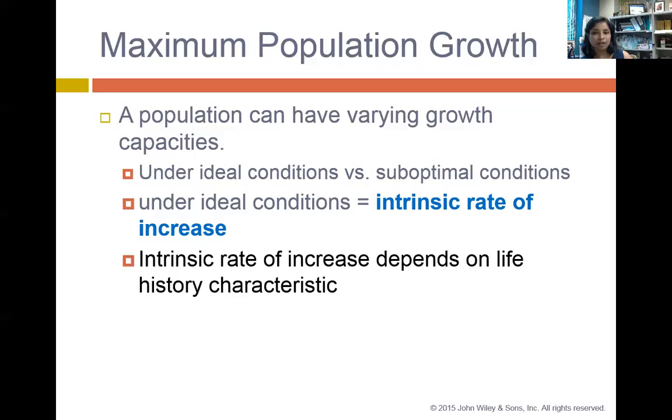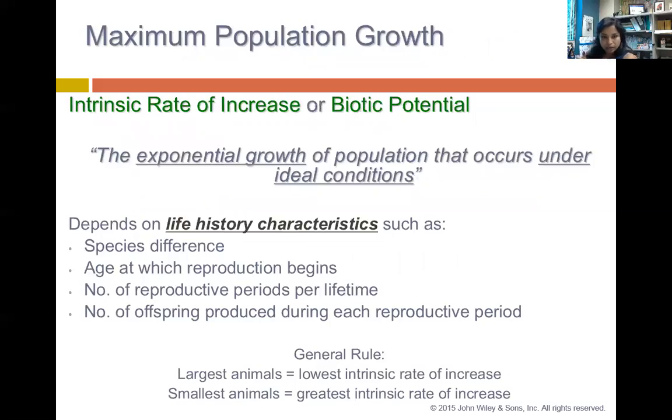So there are a lot of what we call life history characteristics that change the value for this intrinsic rate of increase from population to population, right? So here are some life history characteristics: differences in species, age at which reproduction begins, number of reproductive periods per lifetime, and number of offspring produced during each reproductive period. Because of it, a family cannot increase in size as fast as, maybe, your pet dog, because reproduction begins earlier in them, the number of reproductive periods per lifetime is also more, and they also have more offspring during each reproductive period, which automatically changes the biotic potential, or intrinsic rate of increase, for each organism.